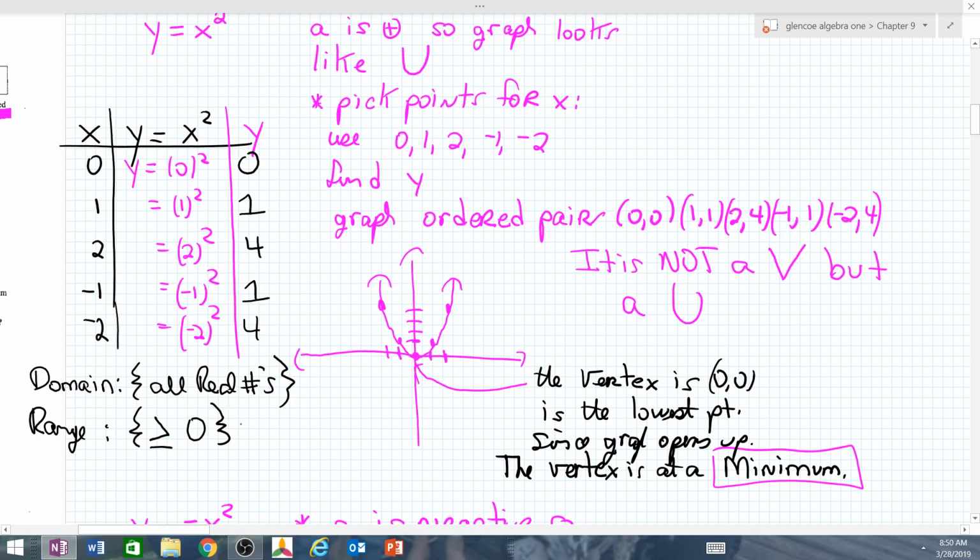So the x values could be anything. The sky is the limit. The range, when the graph is opening up like a cup, when a is positive, would be greater than or equal to the y value of the vertex. What was the vertex? (0, 0). So it would be greater than or equal to 0. Is that clear? Yes? All right.